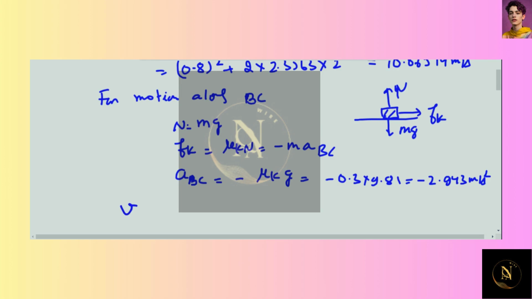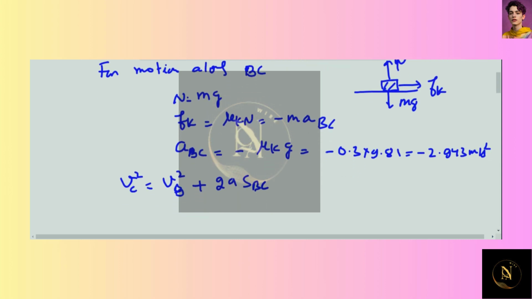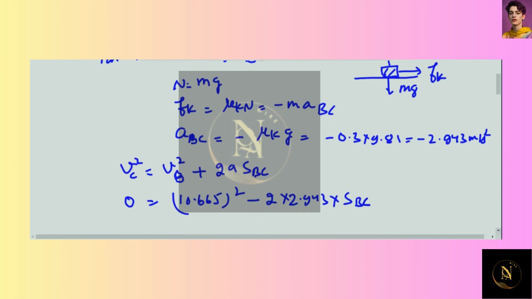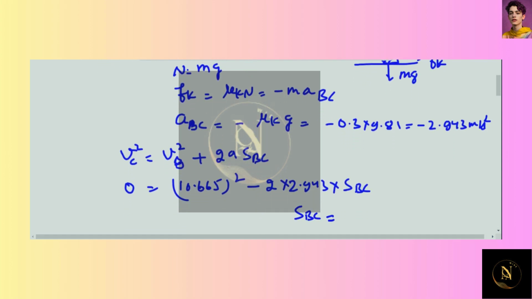Hence, V_C squared is equal to V_B squared plus 2 a S_BC. V_C squared is 0, V_B squared is 10.665 squared minus 2 into 2.943 into S_BC. So S_BC will be equal to 1.710 meter.